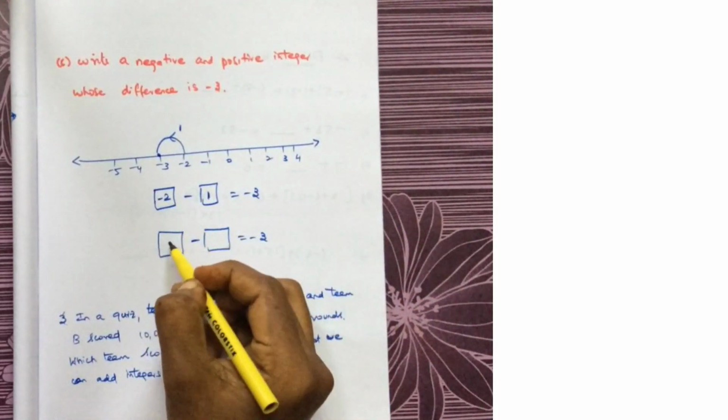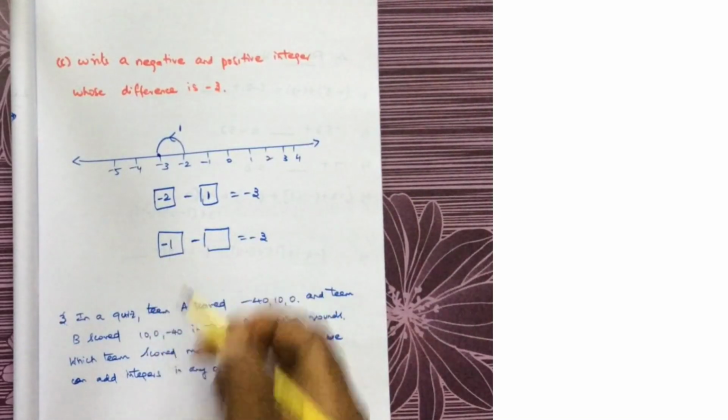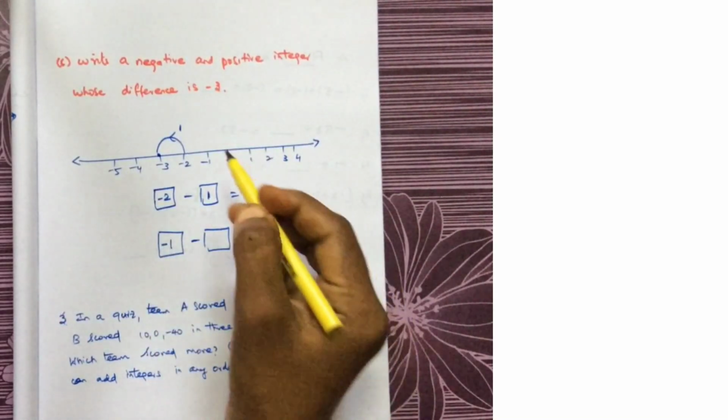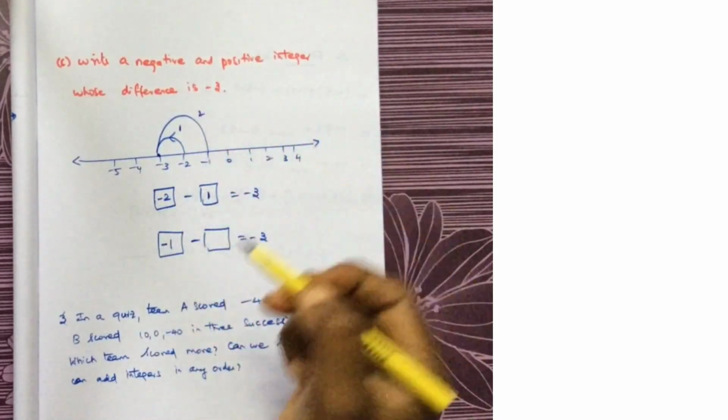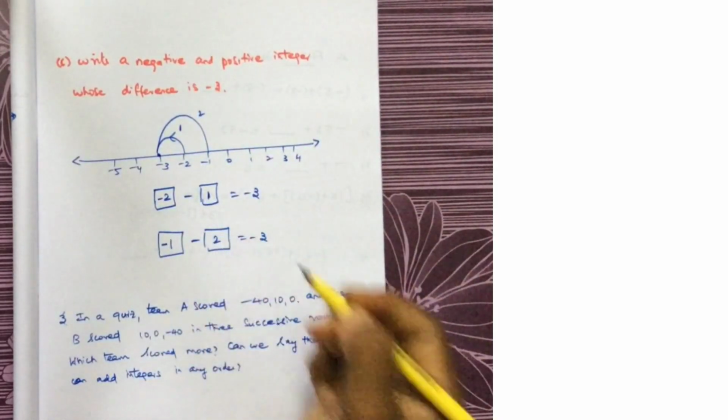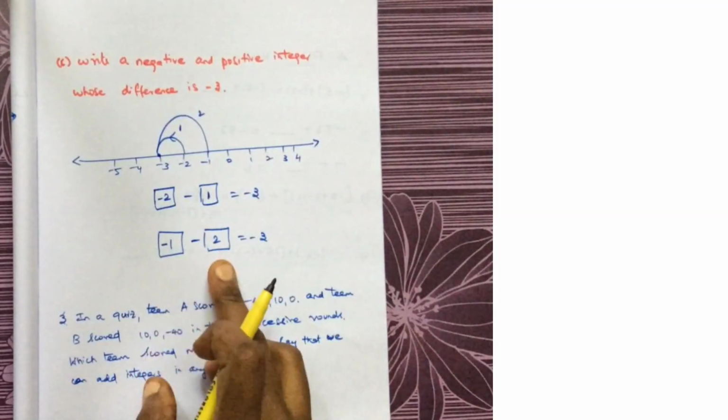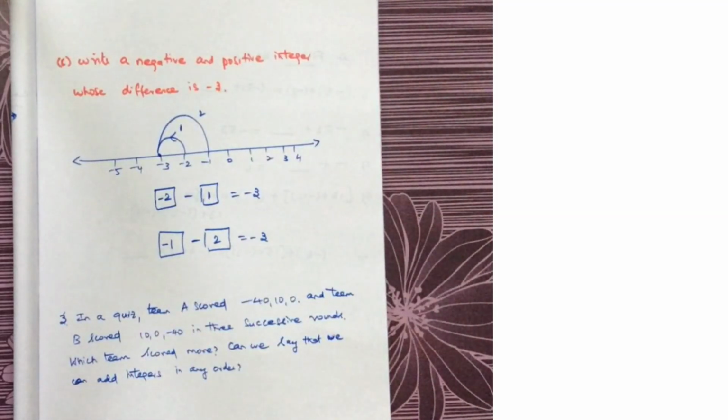Another one, let me start from minus 1. So from minus 1 it is 2 steps. It is 2 here. So minus 1 minus 2 is minus 3.